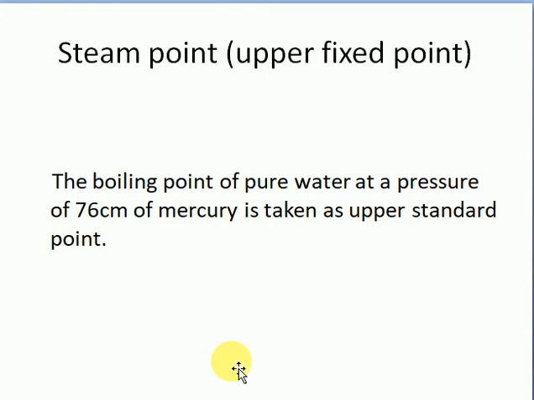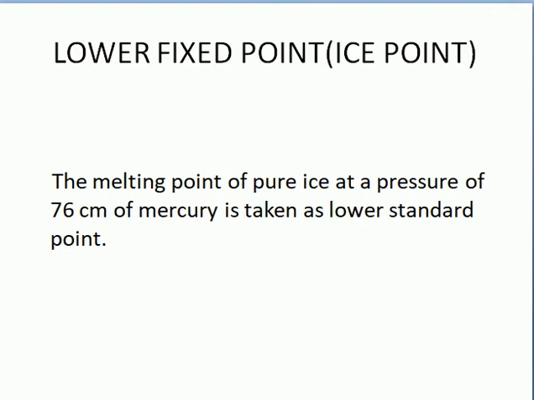And the next is the lower fixed point, or ice point, otherwise called the lower standard point. For this lower fixed point, the melting point of pure ice at a pressure of 76 centimeter of mercury is taken as the lower standard point.